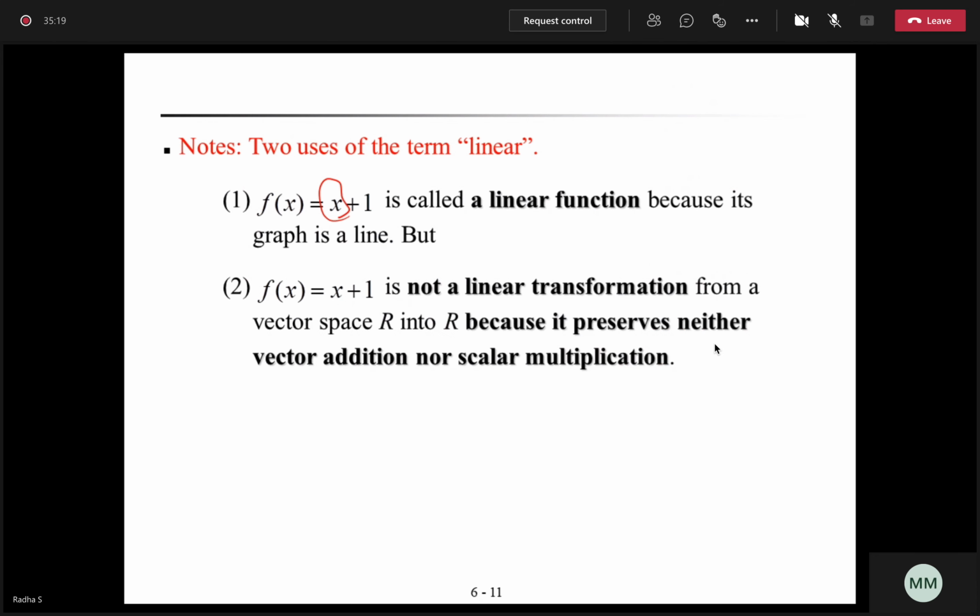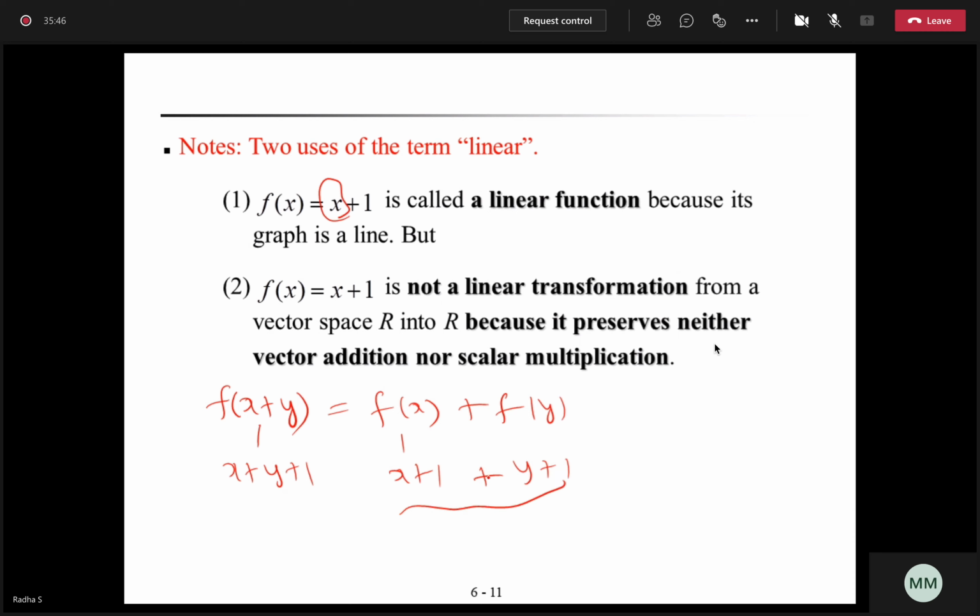Ma'am, here you are saying that this is a linear function, but not a linear transformation. Can you explain this concept once again? Why is it not a linear transformation? Again, you need to check this property. It is not satisfied. Just now I gave you this example. What will be f of x plus y? It is x plus y plus 1. This is x plus 1, this is y plus 1, but if you add them, it is x plus y plus 2. And here you have x plus y plus 1. They are not one and the same. Okay, yes, ma'am.